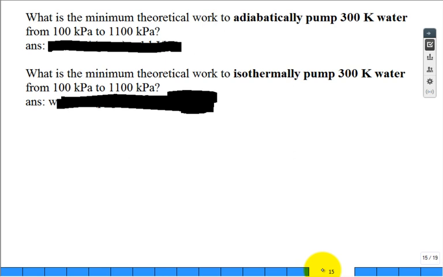So I'm going to pause. I want you to answer this question. What is the minimum theoretical work that would be required to run a pump where you have liquid water coming into the pump? Liquid water, let's not be tricky, around room temperature. Let's round that off to 300 Kelvin. Frictionless pump, adiabatic. What's that minimum theoretical work to boost the pressure from 100 to 1100 kilopascal?